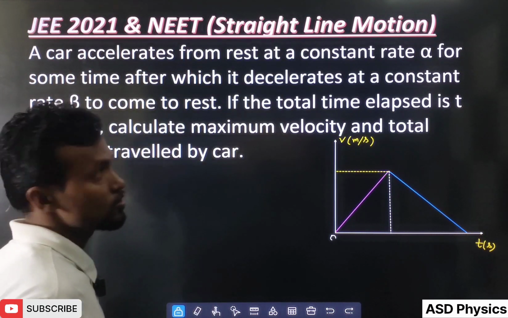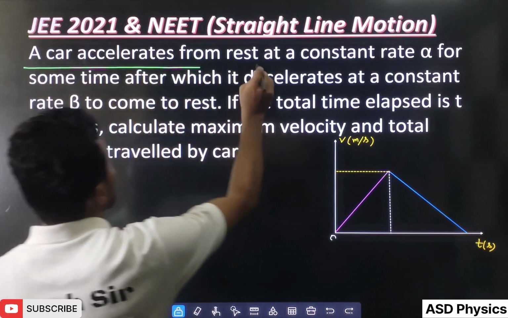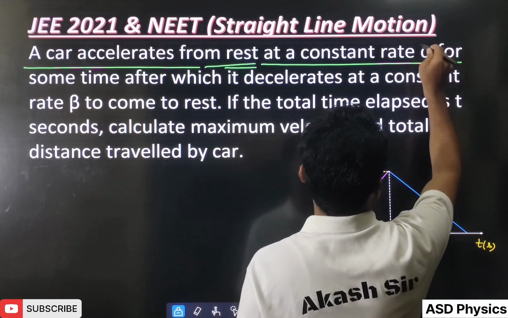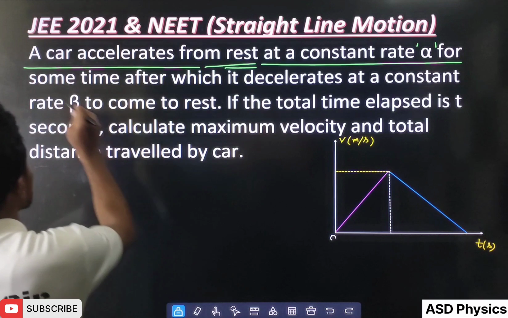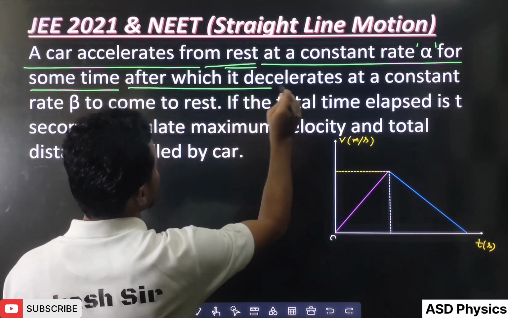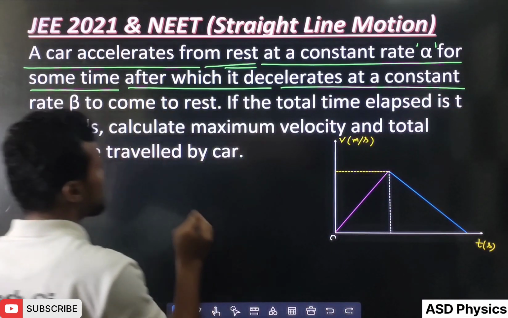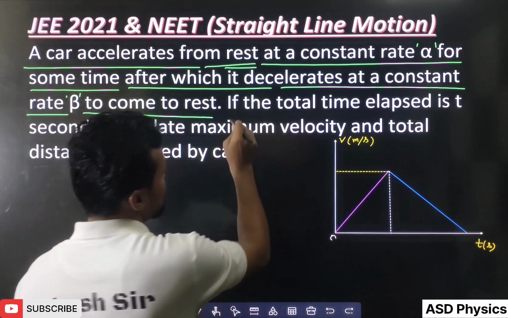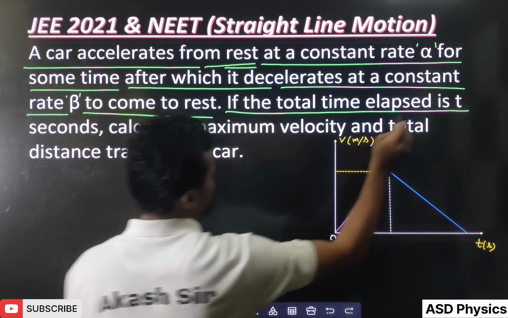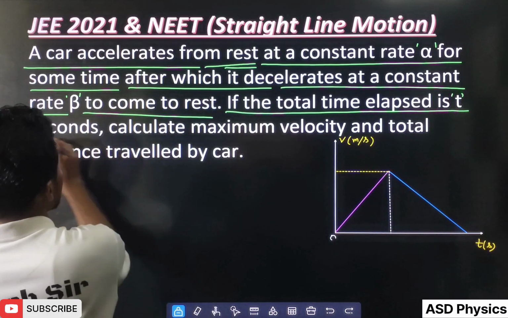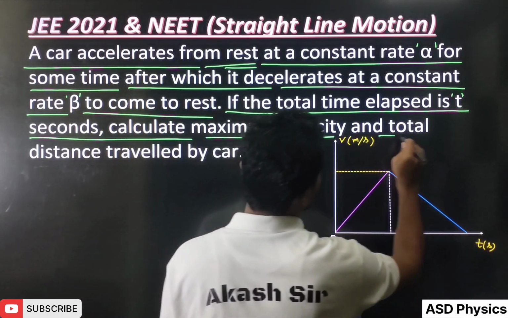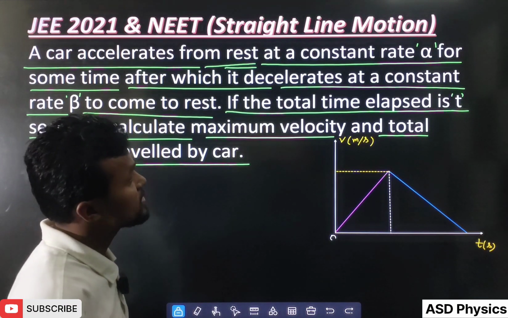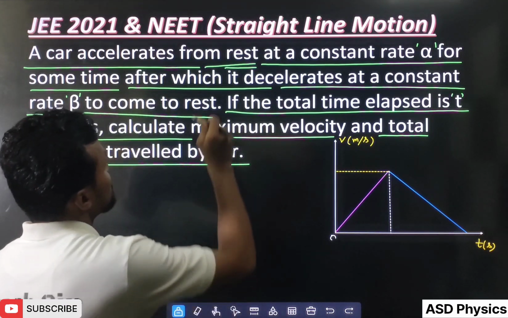Question came in JEE 2021. Let's go to the question. A car accelerates from rest, keyword is from rest, at a constant rate alpha for some time, after which it decelerates at a constant rate beta to come to rest. Now see, if the total time elapsed is t seconds, calculate the maximum velocity and the total distance traveled by the car.